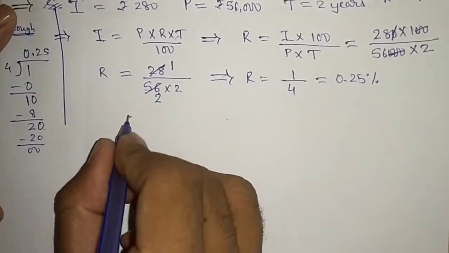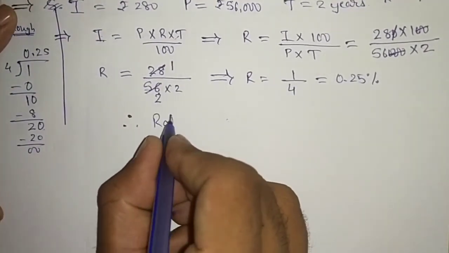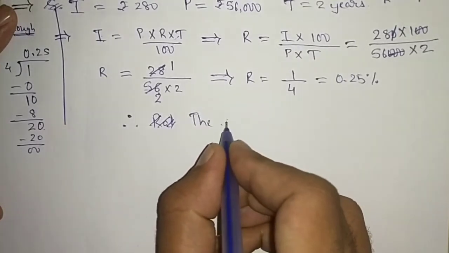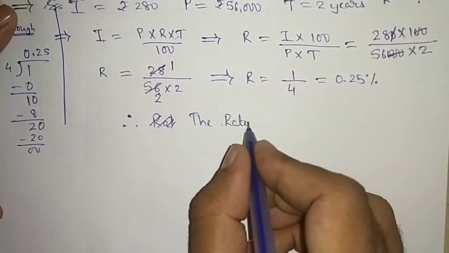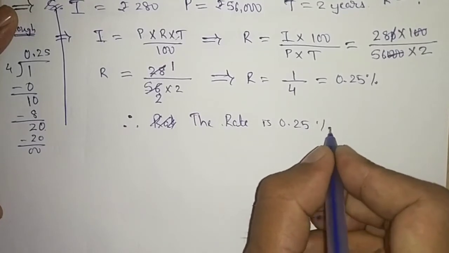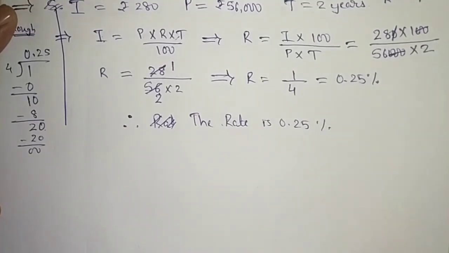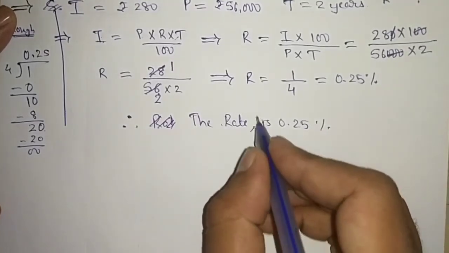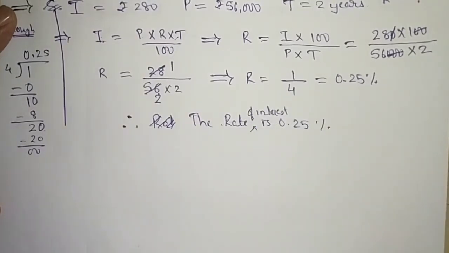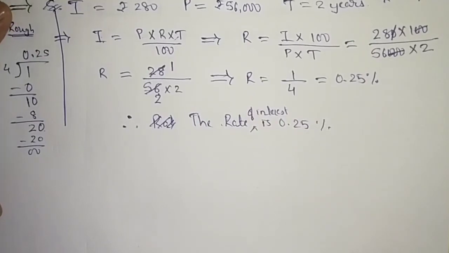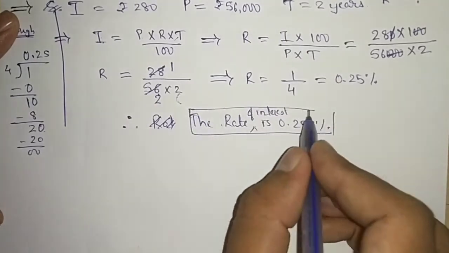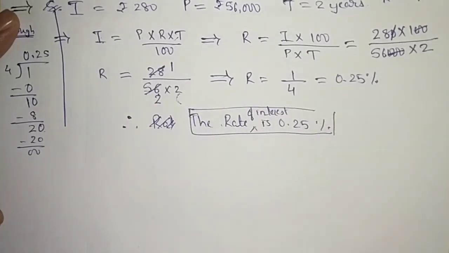So we will write, therefore, the rate of interest is equal to 0.25%. Clear? Hope you have understood this question. It is very easy. Now let us solve question number 11.